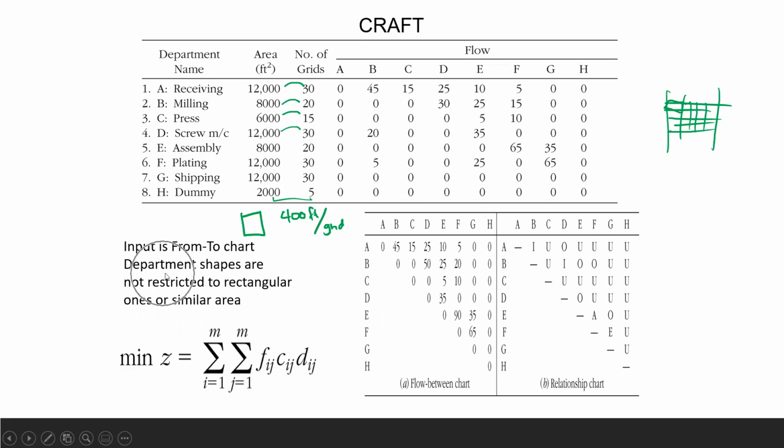So dito po, department shapes are not restricted to just rectangular ones. Again, nag-block diagramming tayo, treat natin siya as rectangular blocks lahat. Tama? Regardless of the area. But this time, kailangan natin i-consider yung area na. Okay? So our goal here is to minimize the Z.